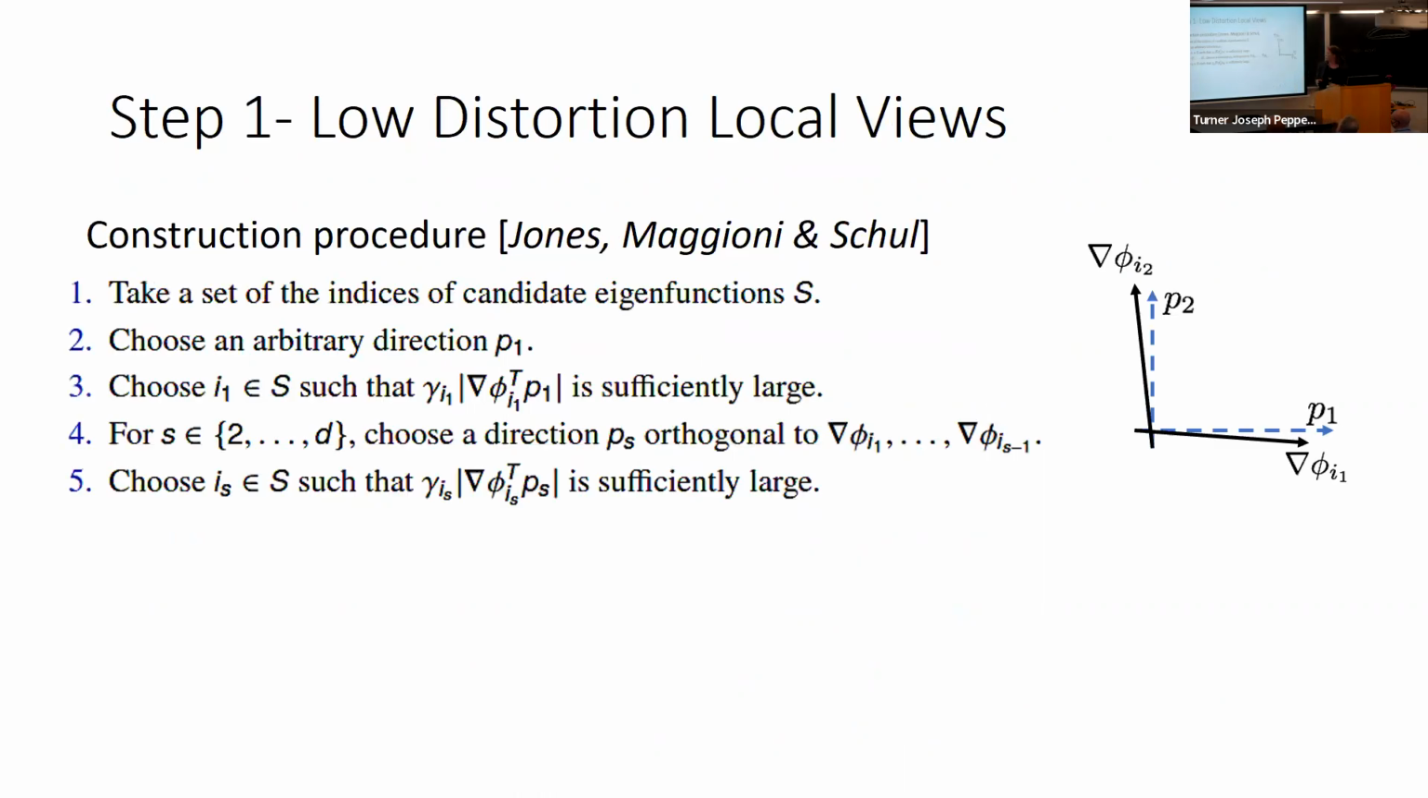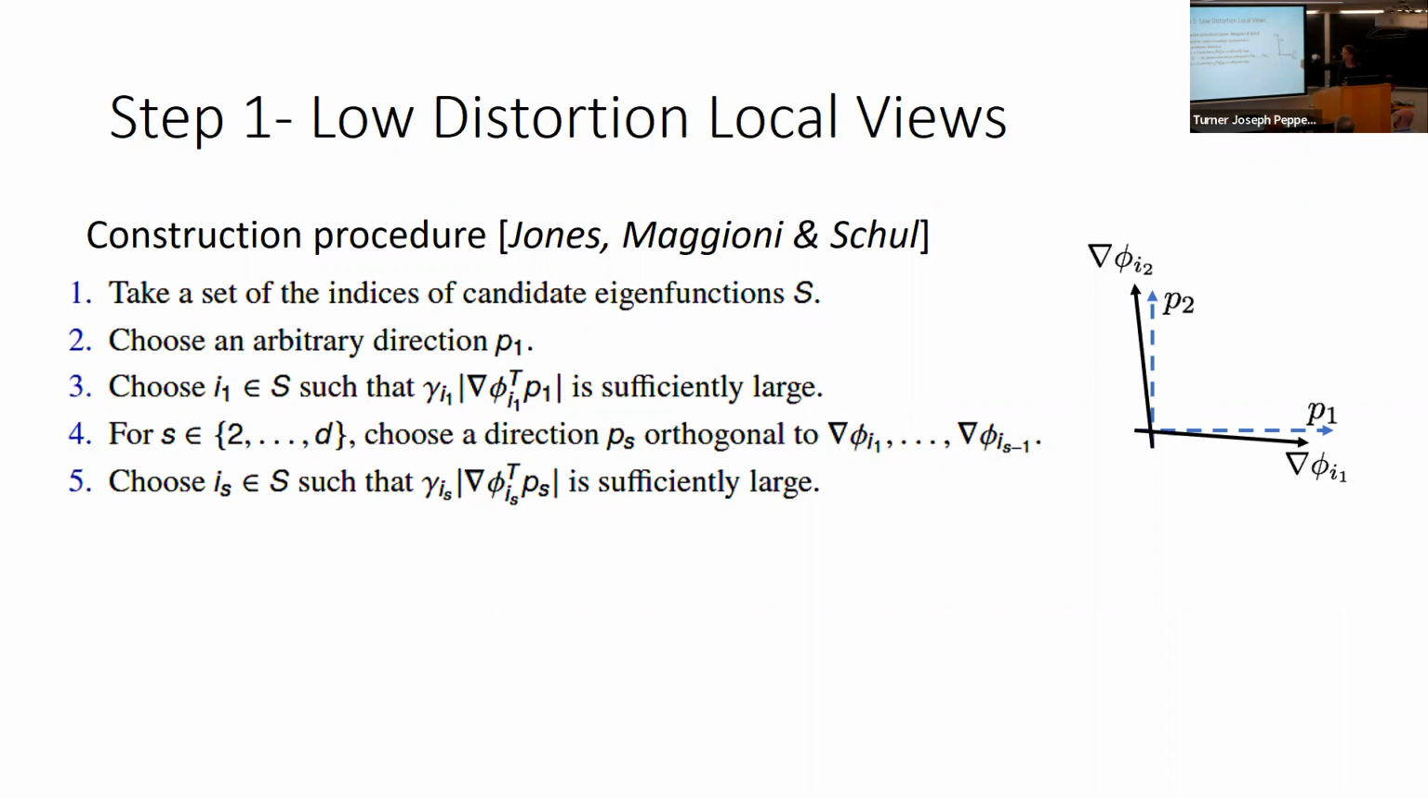And what we did is we provided a discrete algorithm for realizing the continuous procedure that they proposed in the paper. And what they proposed is you take a subset of eigenfunctions S, and you start with choosing an arbitrary direction P1, and then you choose one of your eigenfunctions so that the inner product is sufficiently large, scaled by a factor that I'm going to skip, but you can see in the paper.